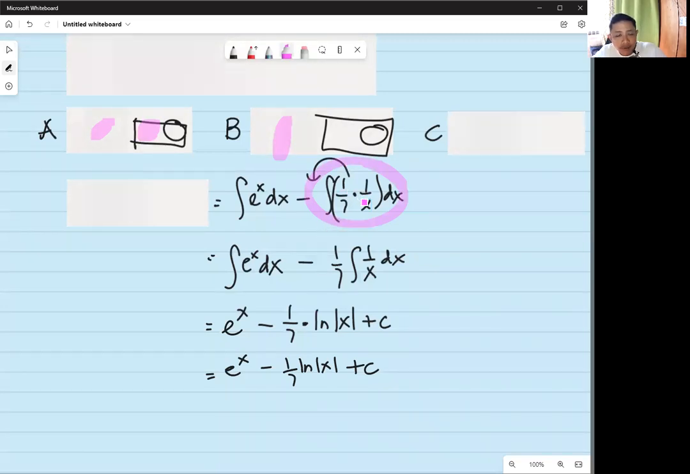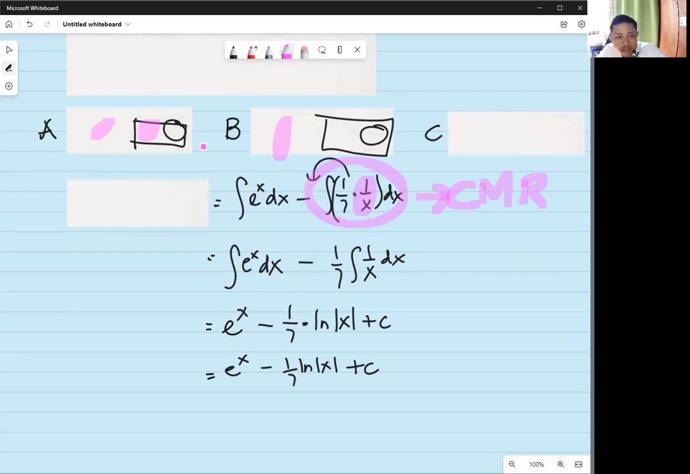Hindi na kasi what we did here is we only got the necessary given for the rule, because in the rule it should only be 1 over x. And there's 1 over 7. So, what we did is we separated it from 1 over x and then placed it outside of the integration sign. This is coming from the constant multiple rule. Yung you will only get the anti-differentiation, anti-derivative of the given or the integrand, and then the 1 over 7 will wait at the end.